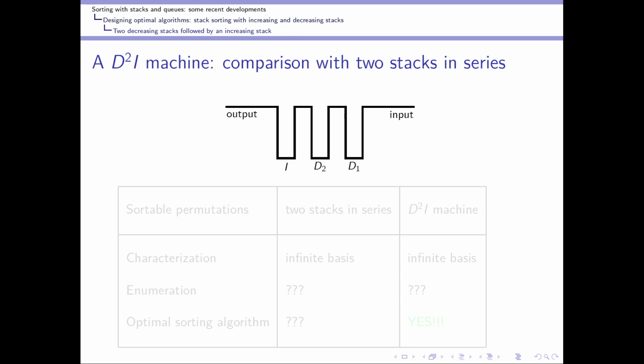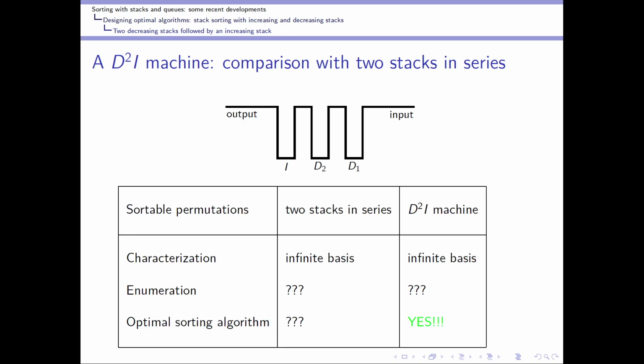If we compare this machine with the 2 stacks in series, concerning the characterization of sortable permutations, we already know that for the 2 stacks in series machine there is an infinite basis. And it is indeed possible to prove that the same happens for the DDI machine. So this is the first analogy. Moreover, there is a strict analogy also for what concerns the enumeration of sortable permutations, since we simply don't know in both cases how many they are.